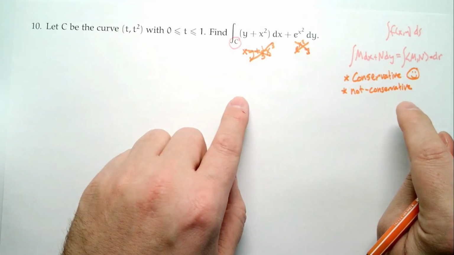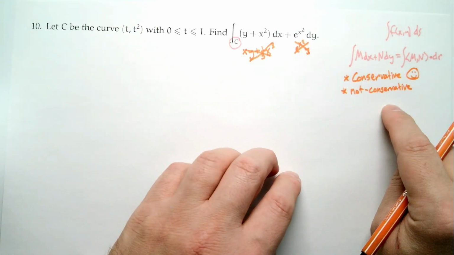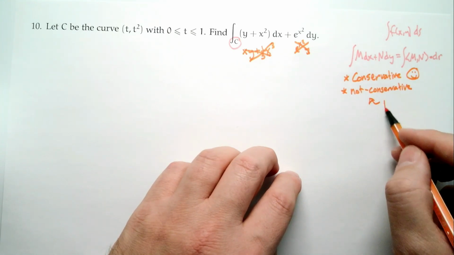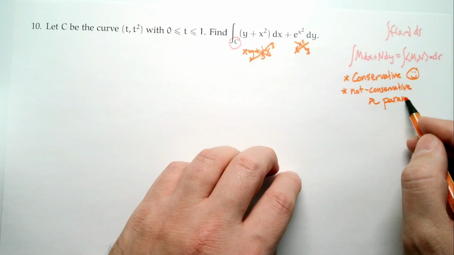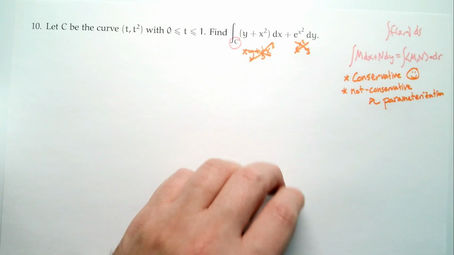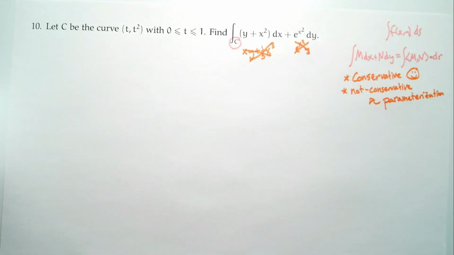So when it's not conservative, what do you do? And the answer is put everything in terms of your parameterization. And that's one of those words which I can never say out loud. And I can't really spell it either. But what you're going to do is use your parameterization to figure out what to do. It's easier for me to explain it.